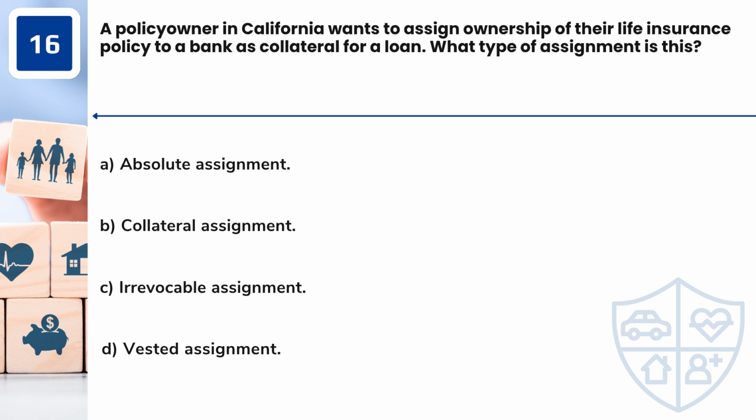Question 16. A policy owner in California wants to assign ownership of their life insurance policy to a bank as collateral for a loan. What type of assignment is this? A. Absolute assignment. B. Collateral assignment. C. Irrevocable assignment. D. Vested assignment.